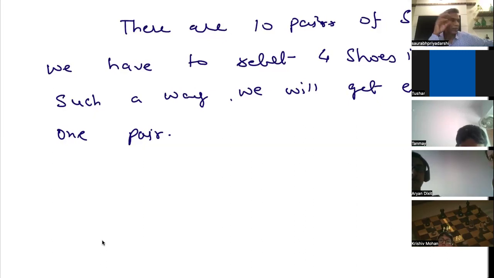See, you are selecting 10C1, which means you are selecting one pair of shoes, right? Then you have 18 shoes, right? Yes, sir. Then I divided by 2 so that we'll get only one of the shoes. But you are writing 9C2. 9C2 means you are selecting from 9 other pairs, you are selecting 2 shoes.